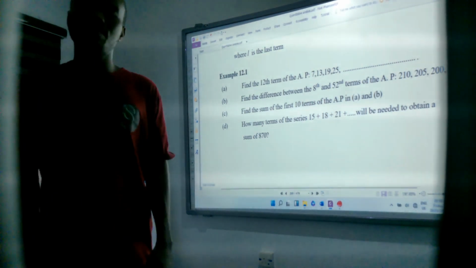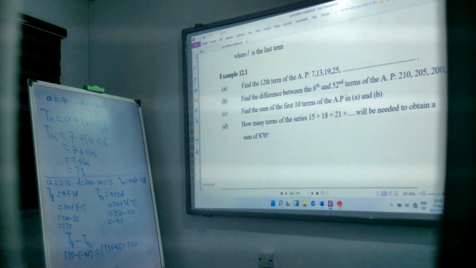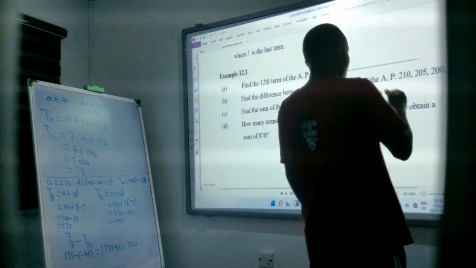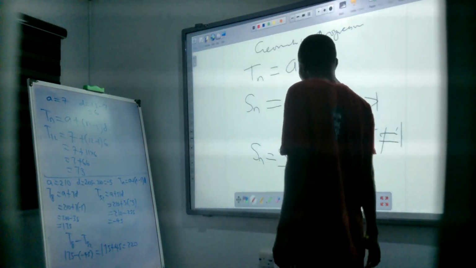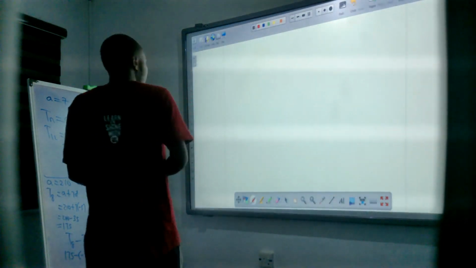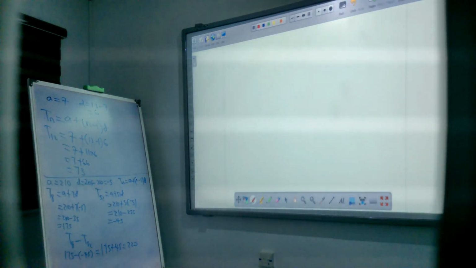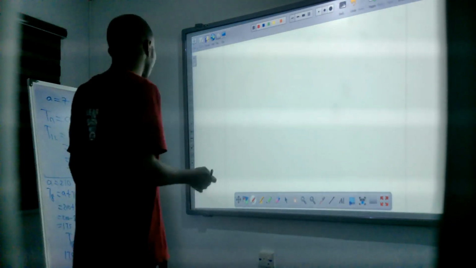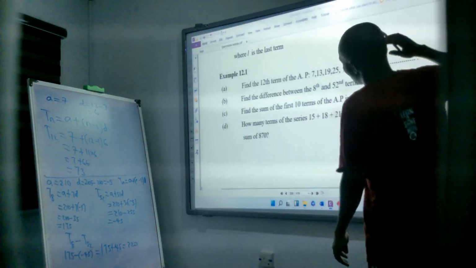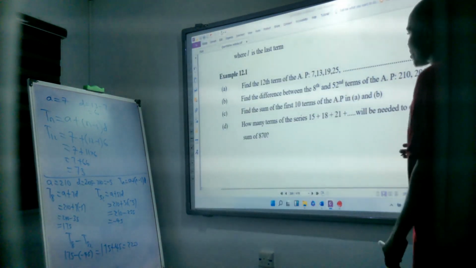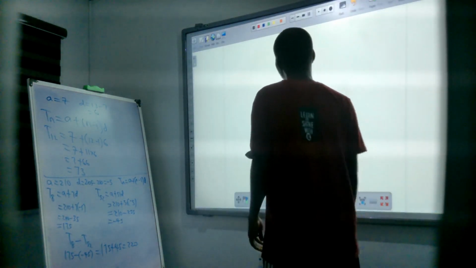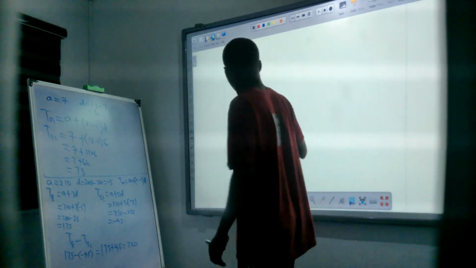Now, she said find the sum of the first 10 terms of the AP in questions A and B. So let's use the formula when we're getting that. A and B are APs, so we have to get the sum of the first 10 terms of A and B.